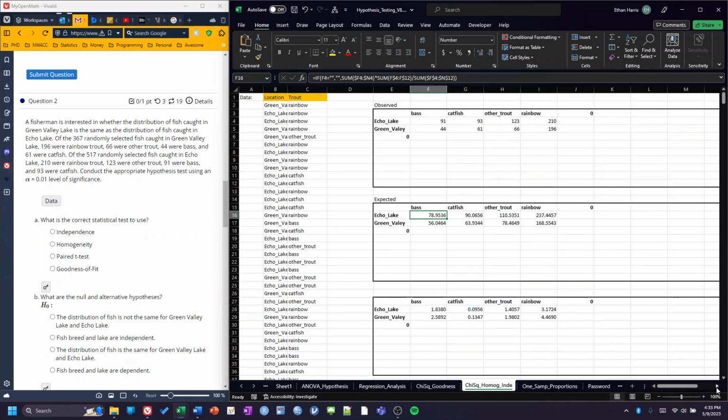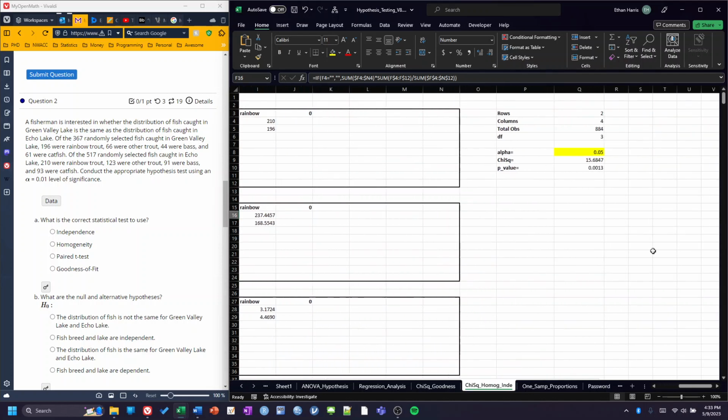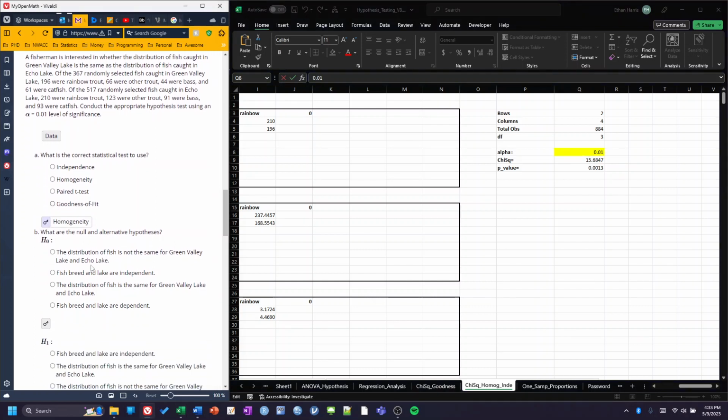Okay, so this is what we observed, this is what we expected, and this is the chi-squared value for each of those. We can then come over here to see our observations, and we're going to test at the alpha level of 0.01. First thing, what should we do? Because we're comparing two groups to each other and looking at the distribution of fish in each of them, this is going to be a chi-squared test of homogeneity.